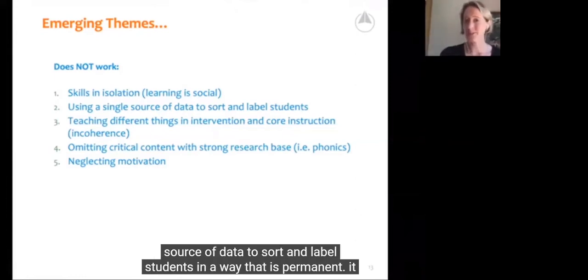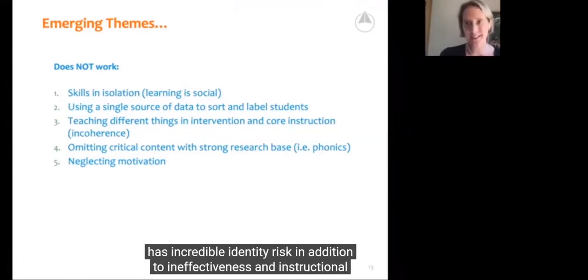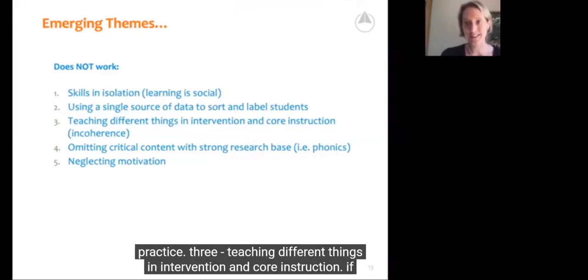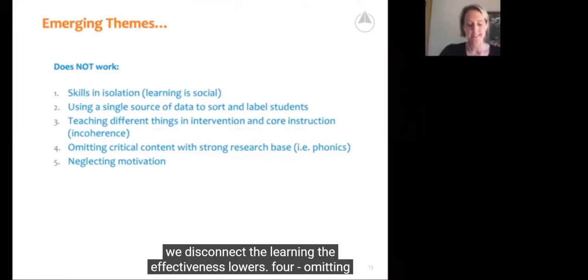Two, using a single source of data to sort and label students in a way that is permanent. It has incredible identity risk in addition to ineffectiveness in instructional practice. Three, teaching different things in intervention and core instruction. If we disconnect the learning, the effectiveness lowers.